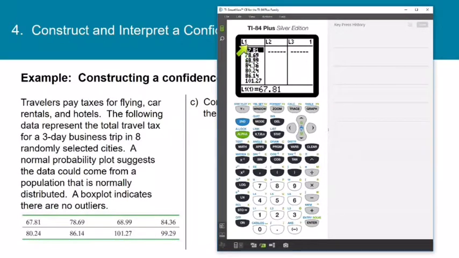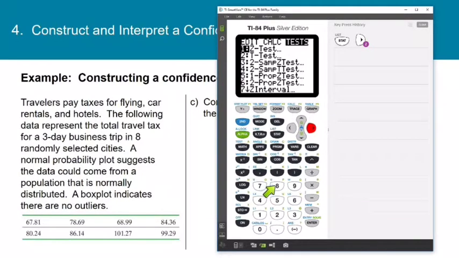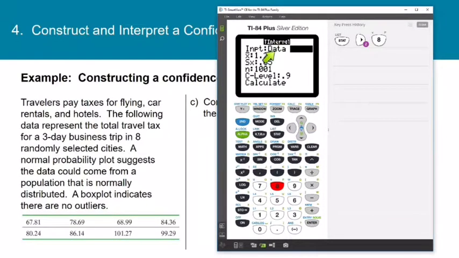I already have these 8 values entered in list 1. And so now I'm going to hit Stat, and I'm going to arrow over to the Tests submenu. And again, I'm going to use option number 8 because that's T interval. And this time, since I have the raw data and I don't have X bar and S given in the problem, I have to use the raw data to find those numbers. I will arrow over to Data and choose that.